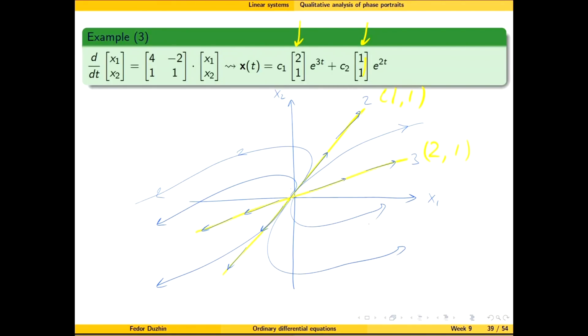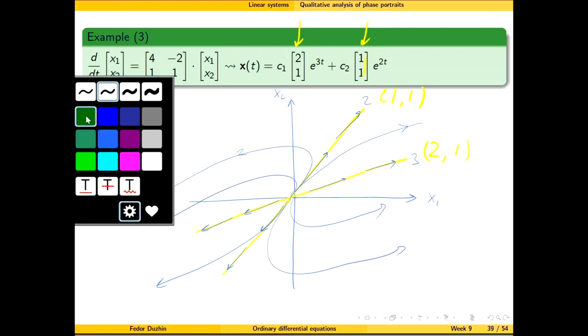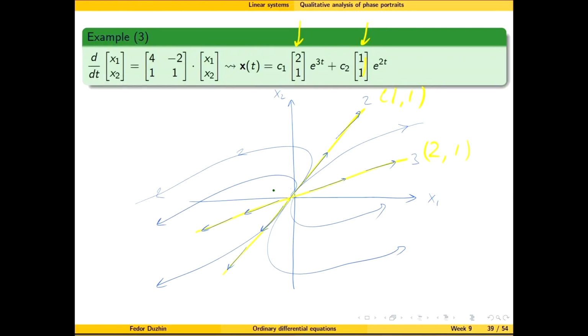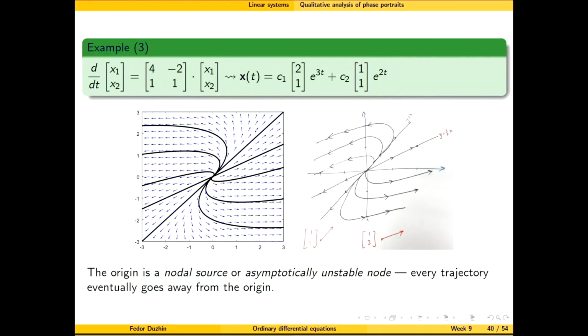Notice that the alternative would be something like this, but this is not correct. And as you see, our sketch is quite consistent with the real picture. In this case, when we have two eigendirections corresponding to positive eigenvalues, we say that the critical point at the origin is a nodal source, or asymptotically unstable node.